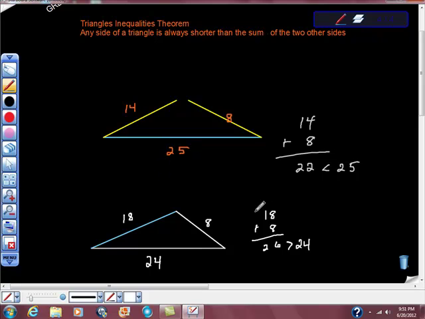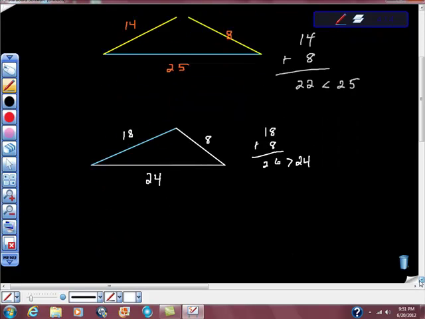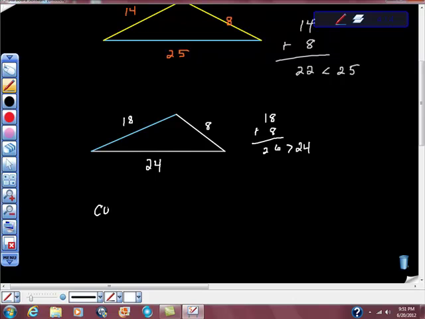There's also a converse to this, so let me just take a second and give you this converse rule. The converse rule says this, that no triangle can be created if one side is longer than the sum of the other two sides. So all we're doing is taking the first property and saying it backwards.